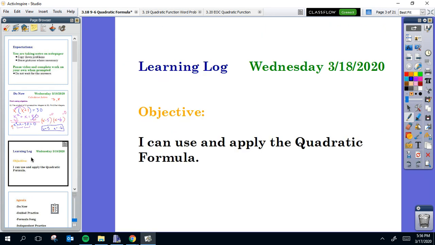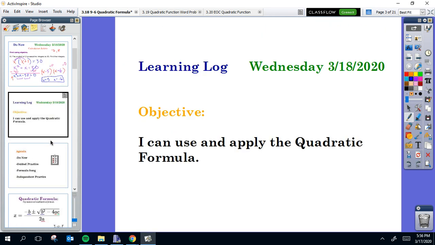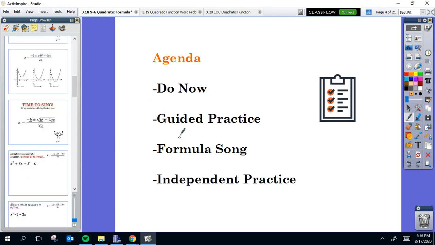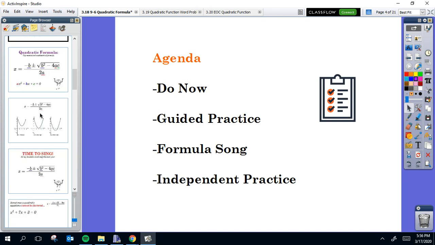All right, our learning log for today is you can use and apply the quadratic formula. That's something new. And then our agenda, we're going to do some practice, learn a song to help you guys memorize the formula, and then do independent practice, okay?